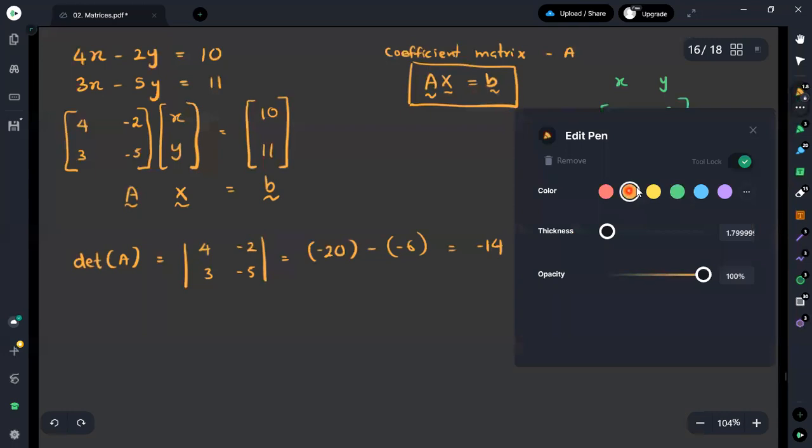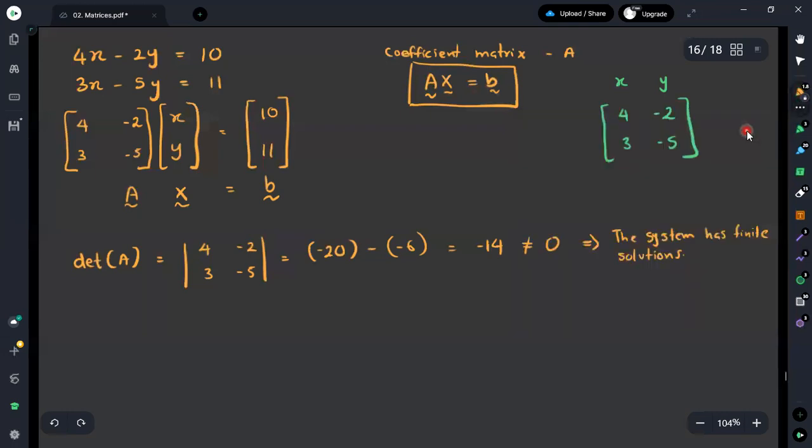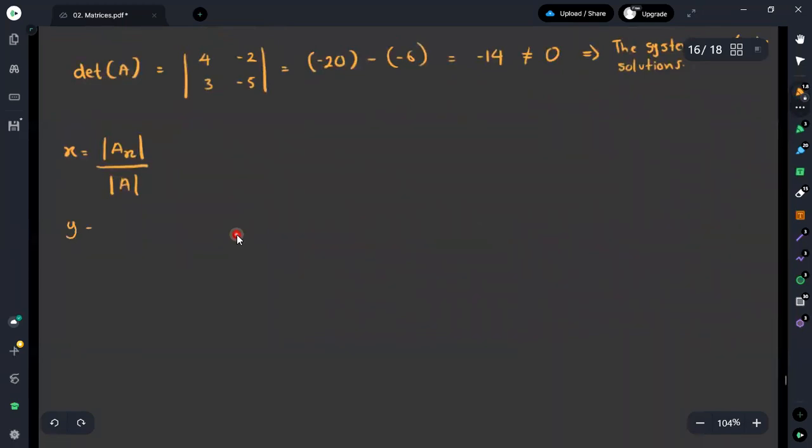First, to identify the answer for x, you need to take the determinant of Ax and divide it by the determinant of A. To obtain the answer for y, the determinant of Ay has to be divided by the determinant of A. So far we know the determinant of A, which we obtained as -14.